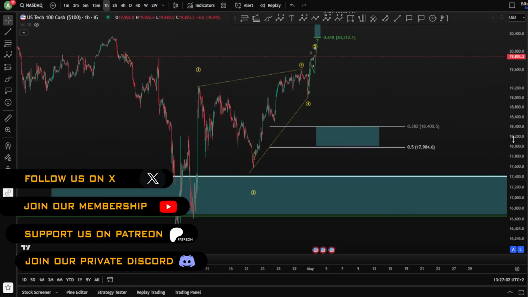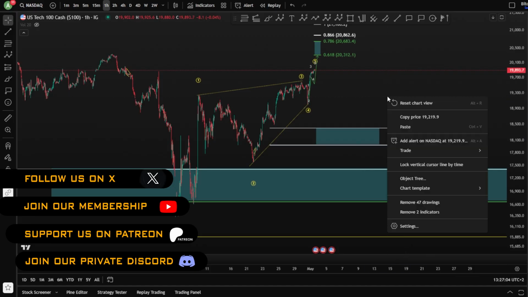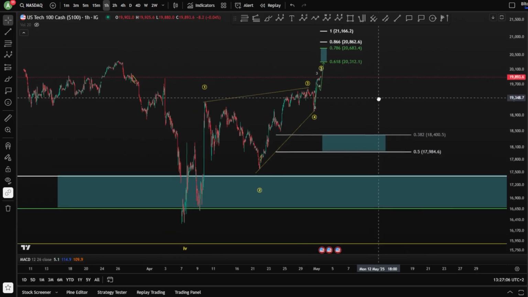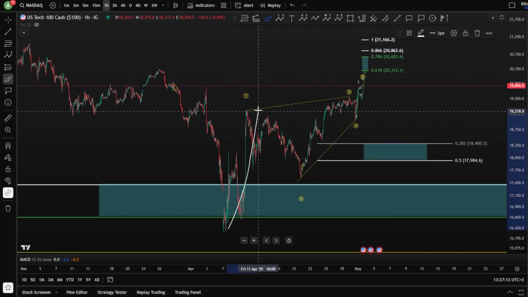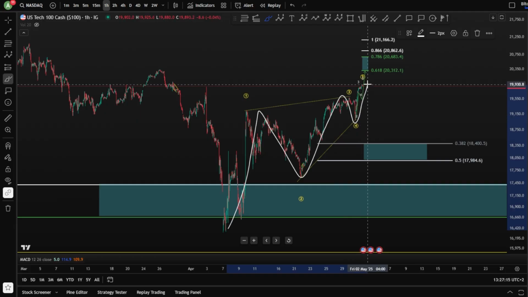Hello everyone, welcome to a new video for Nasdaq price prediction based on Elliott wave analysis. Starting on the 1 hour chart today, we are still looking at our recovery part here with a leading diagonal: 1, 2, 3, 4, and a 5.